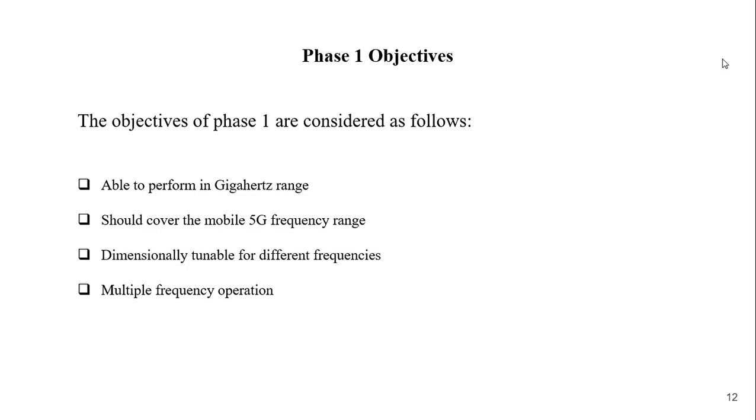mobile communication bands. And the dimensional aspect of the design should be such that if we try to use a certain frequency, we can adjust the dimension to better optimize the output. So that is the meaning of this line, dimensionally tunable for different frequencies. So the transistor size should be dimensionally tunable for optimal results. And also it should be multiple frequency operation. It should be able to operate in 5 gigahertz, 3, 1, 6, according to the needs of the user.